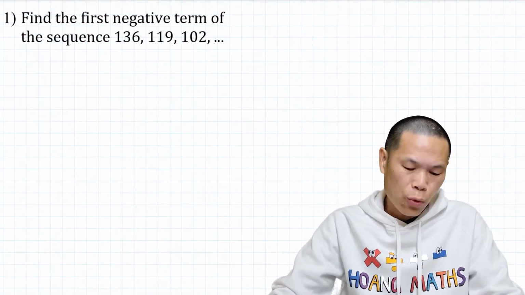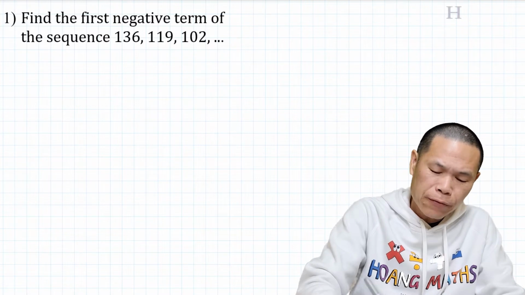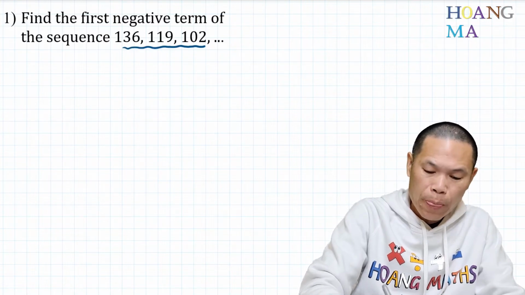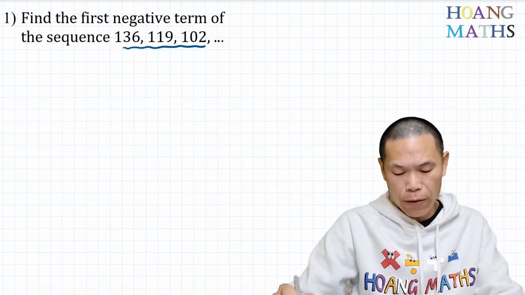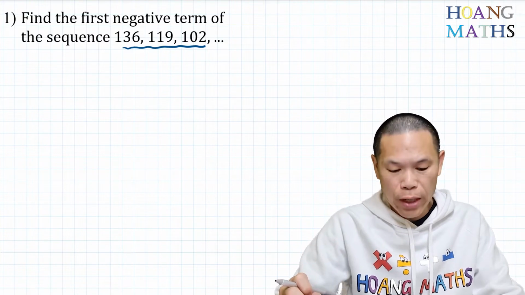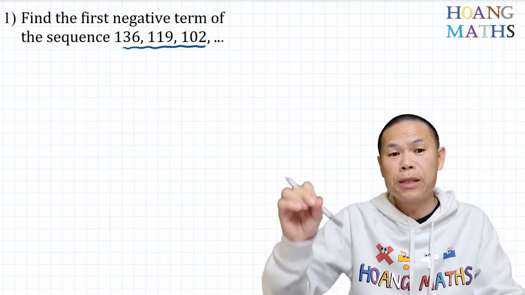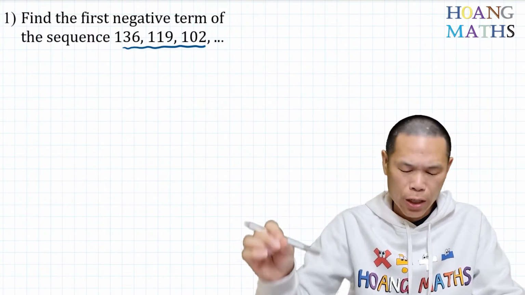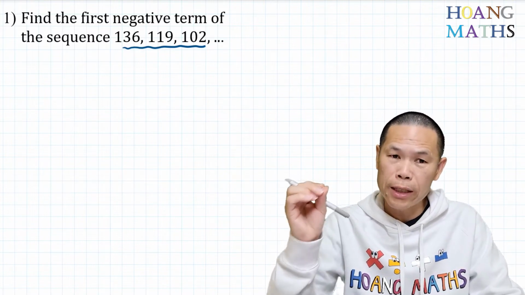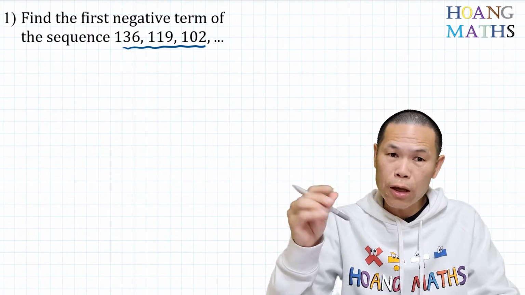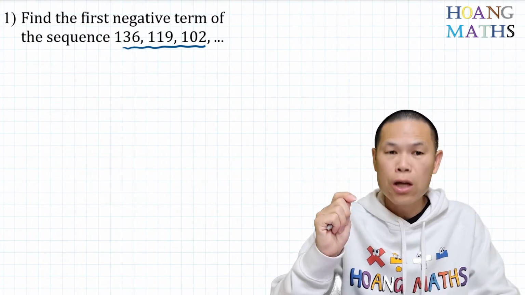First one, we need to find the first negative term of this sequence here. We know that the first term is 136, and then it keeps going down, and eventually it becomes negative and goes further, right? So we need to find the first term that is negative. To do this, first of all, I need to find the rule.